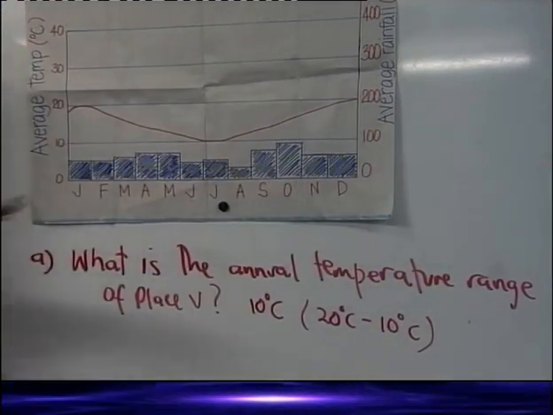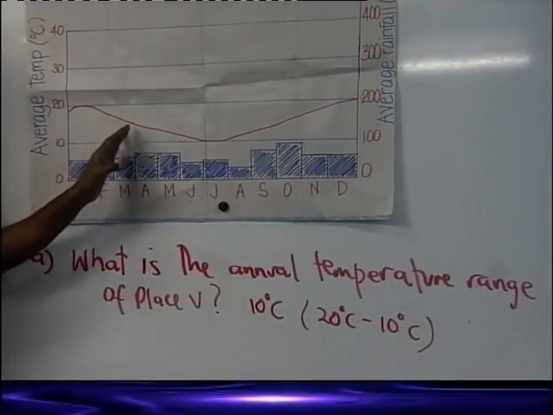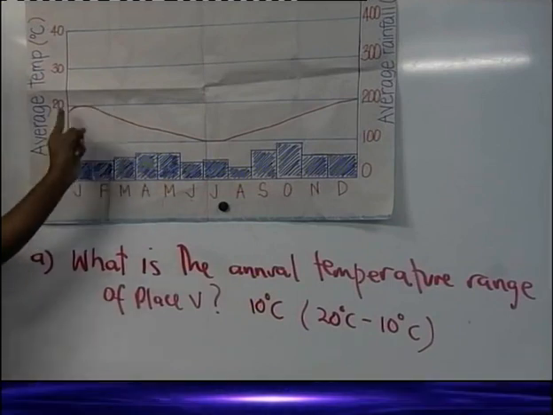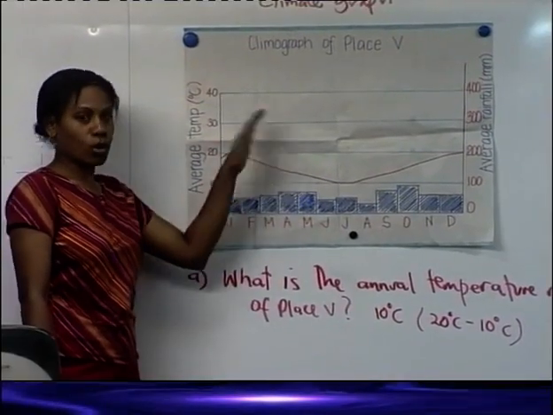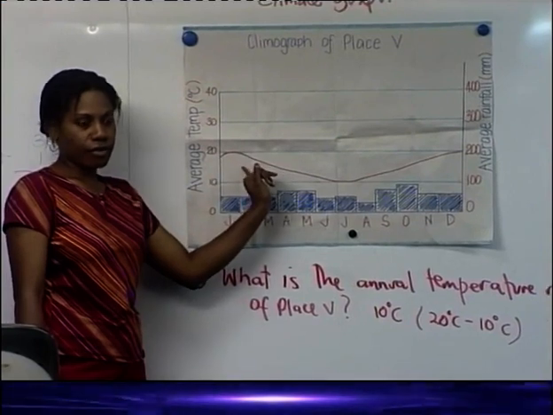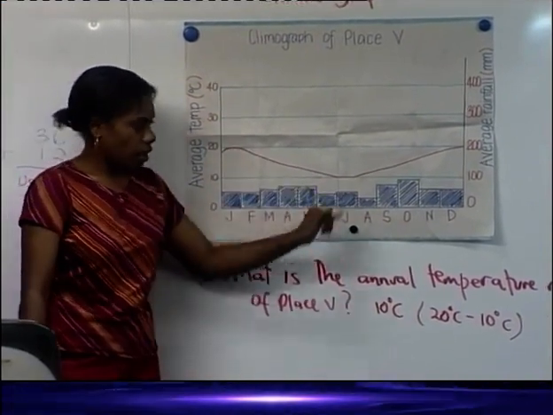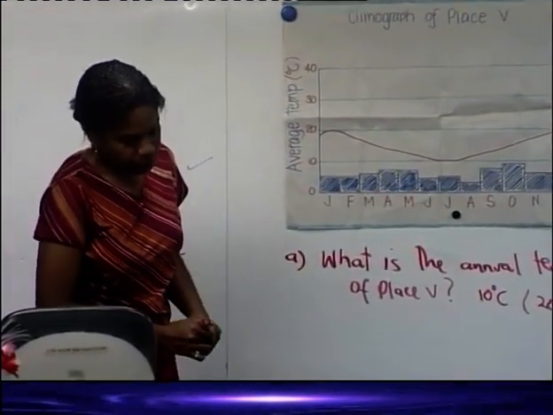So if this question comes up in your paper exams, you know how to work it out. You look at your line graph. Okay, that's A.